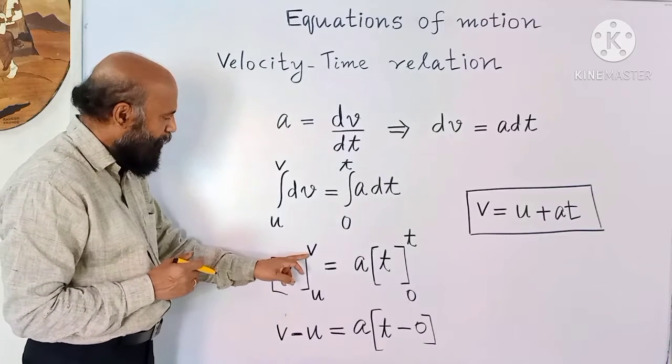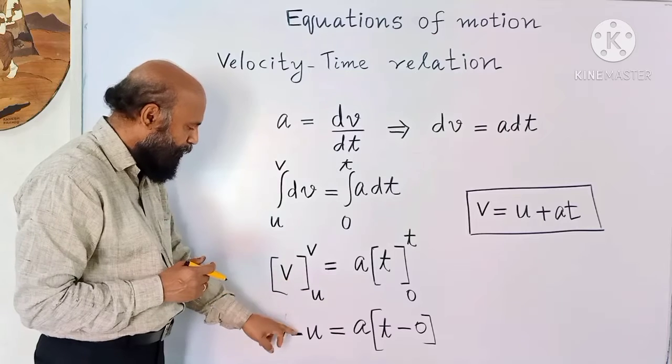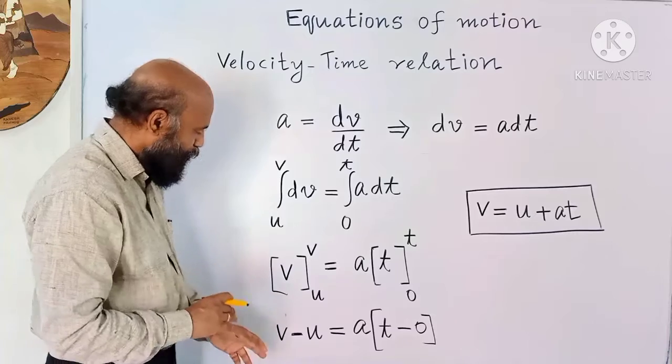Then apply the limit. Here the upper limit is v, so substitute v minus the lower limit, which is u. So v minus u.